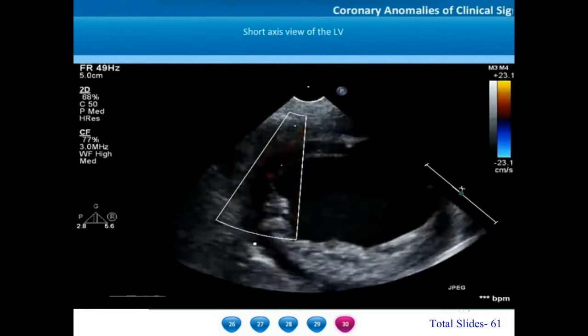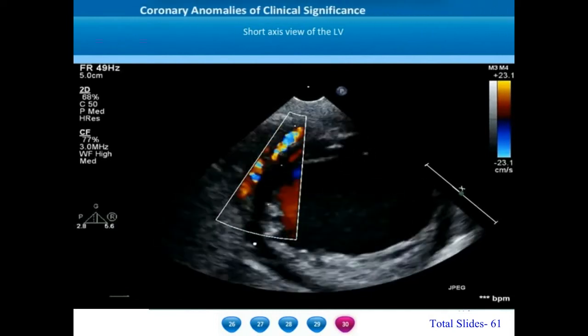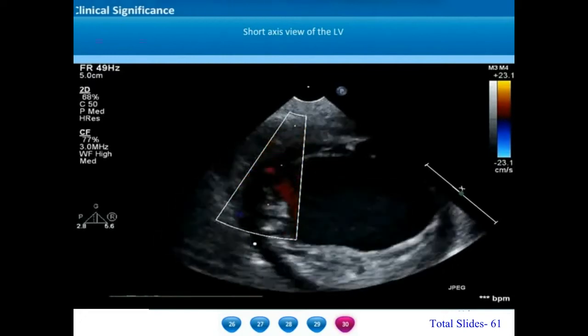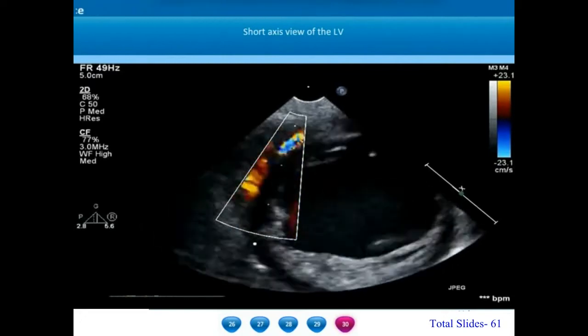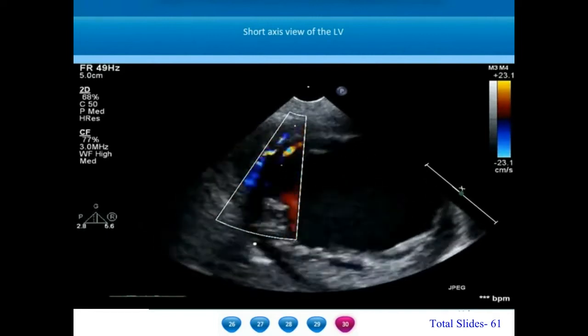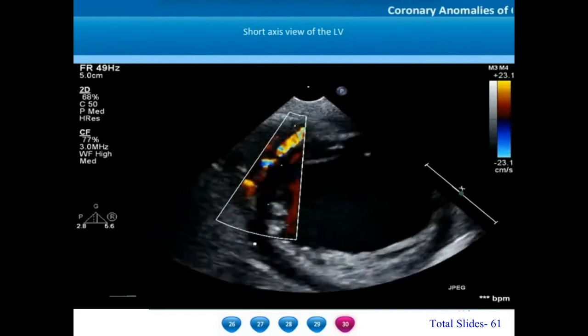In this parasternal short axis view of the left ventricle, you can see that the blood is flowing in the interventricular septum through the septal collaterals that develop between the PDA of the right coronary artery that courses in the posterior IV groove to the LAD that courses in the anterior IV groove.